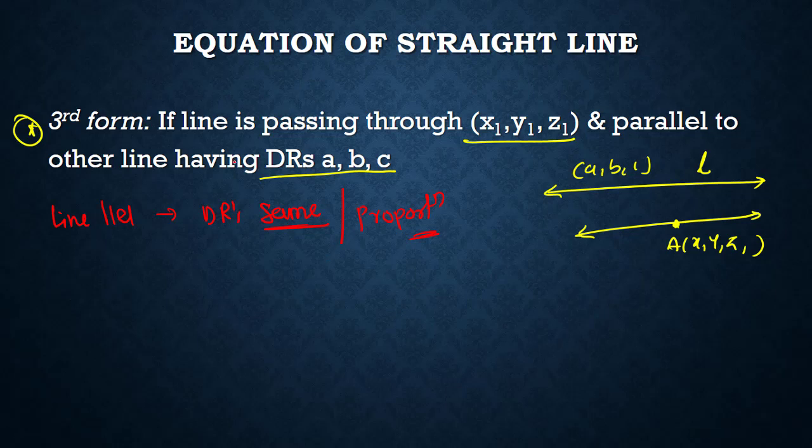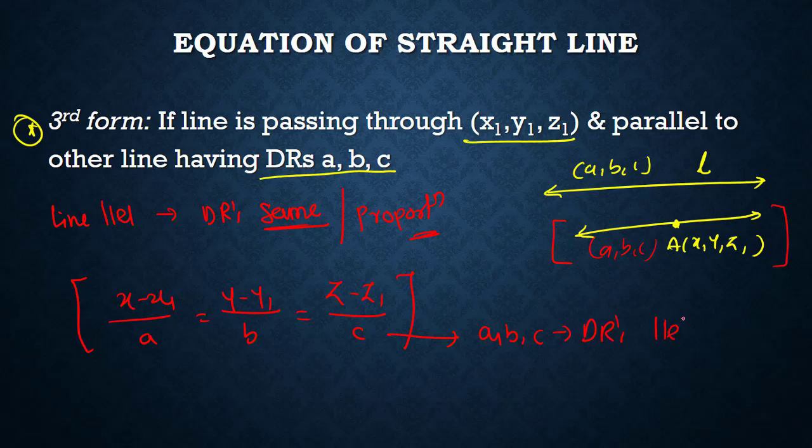Means what? Now what will be the equation of this line if it is passing through one single point, and what will be the direction ratio of this desired line if it is parallel to this line, which is the same? A, B, C I can definitely take because both lines are parallel. So what is the equation? (x minus x1) by A, (y minus y1) by B, and (z minus z1) by C. That's it. This becomes my equation, where A, B, C are the DRs of the parallel line.